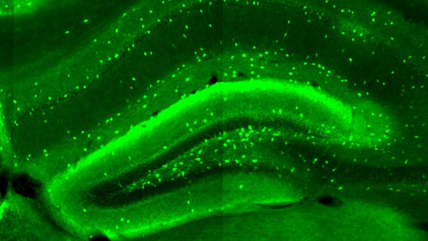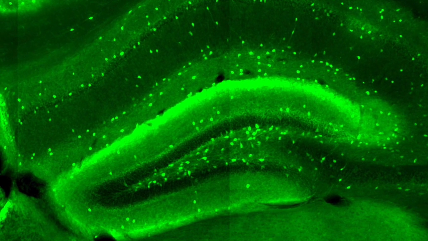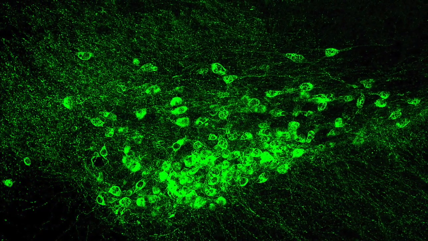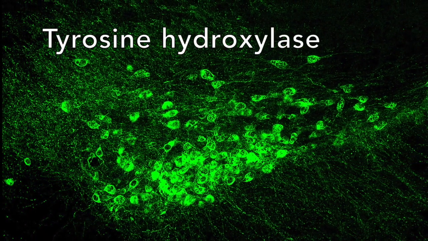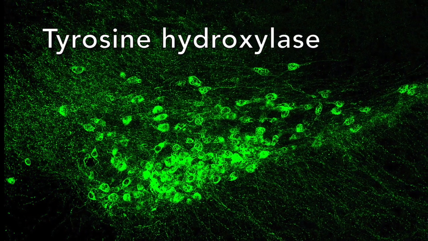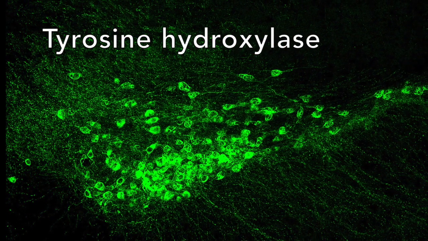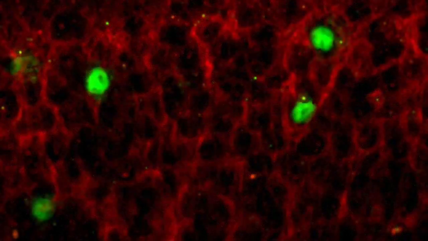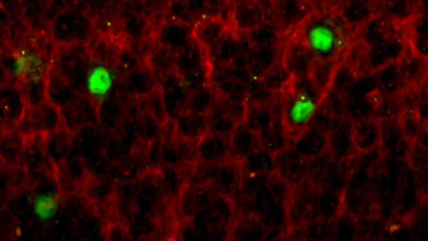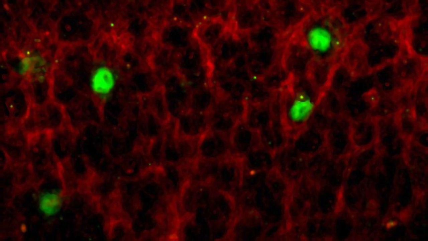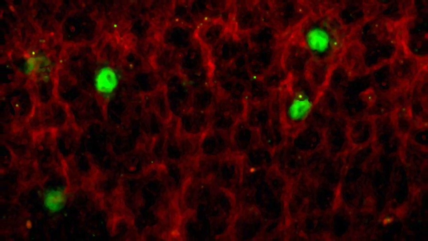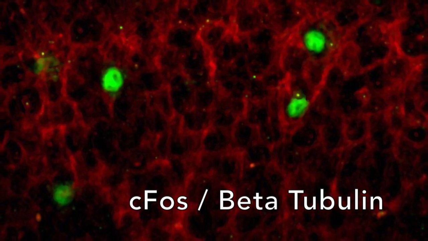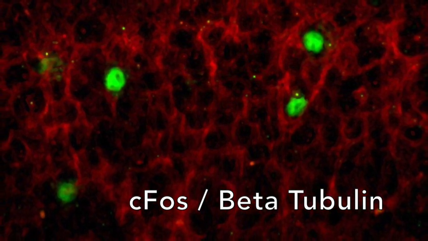This technique can be used to see what cell populations express particular characteristics, whether CFOS expression, the presence of enzymes involved in neurotransmitter synthesis such as tyrosine hydroxylase, or any number of other markers. In fact, with a few modifications, a single tissue sample can be labeled with multiple different antibodies, allowing researchers to see the distribution of multiple protein targets and their protein colocalization. Here you can see CFOS staining in green and beta-tubulin in red.